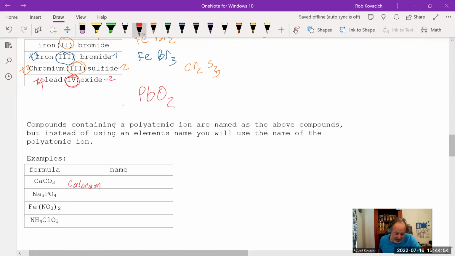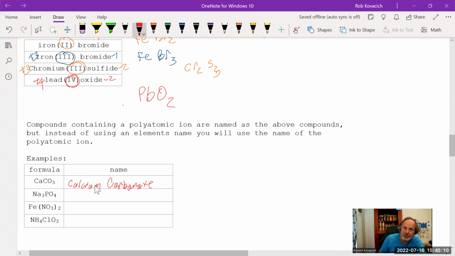And then what's it connected to? Carbonate. And I said earlier that I never change the name of the polyatomic ions or give any number indication with it. So I just say calcium carbonate. That's chalk.